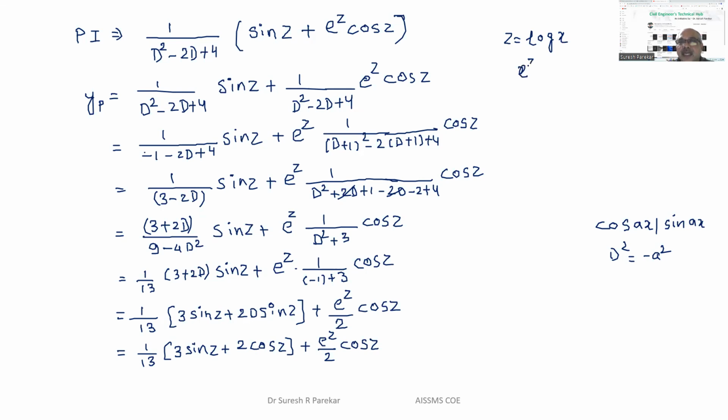Now we have substituted z as log x, and e to the power z is x. So we substitute this value, and we get 1 by 13 in bracket 3 sin of log x plus 2 cos of log x, then e to the power z will be x, so plus x by 2 cos of log x. And this is my particular integral.